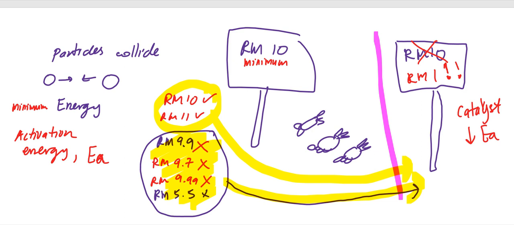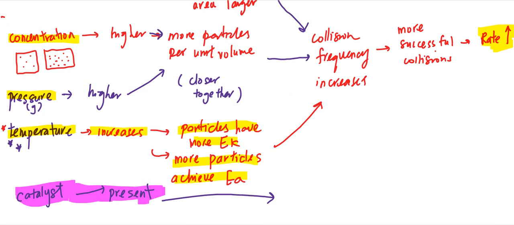A catalyst doesn't increase the temperature. A catalyst doesn't increase the pressure. A catalyst just lowers the activation energy. Okay? So I have to write a bit further away after you get confused.